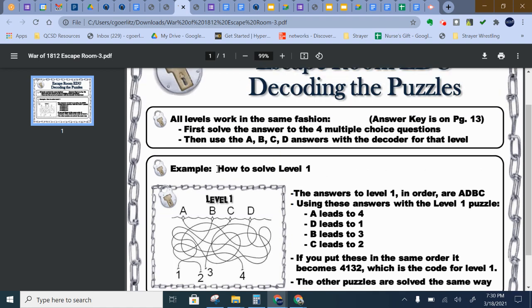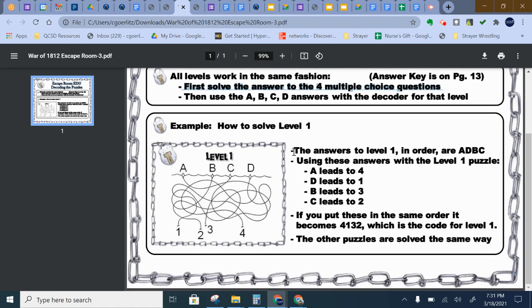This explains how you do it. How do you solve level 1? And this would be for each level. So each level works in the same fashion. First, solve the answer to the 4 multiple choice questions. Then use the A, B, C, D answers with the decoder for that level. So in this example, the answers to level 1 in order are A, D, B, C. A is 4, D is 1, B leads to 3, C leads to 2. Here's the code that we put in. The other puzzles are solved the same way.